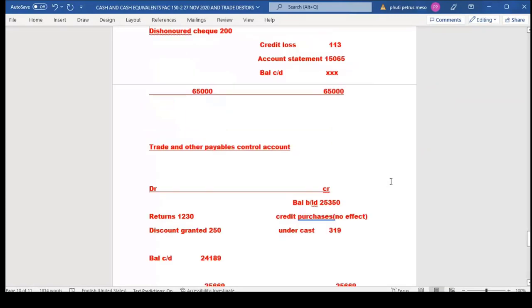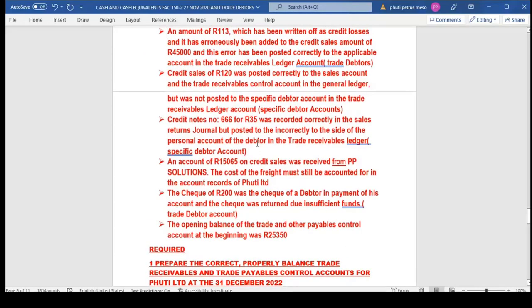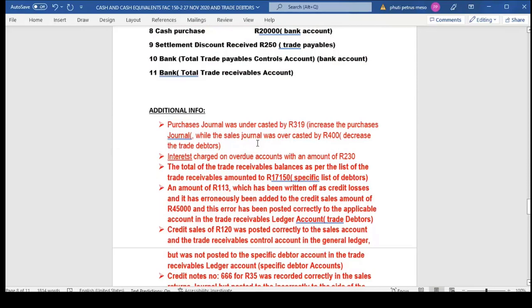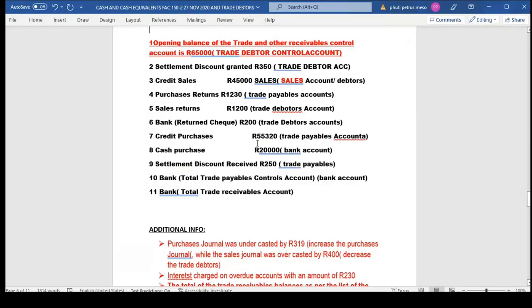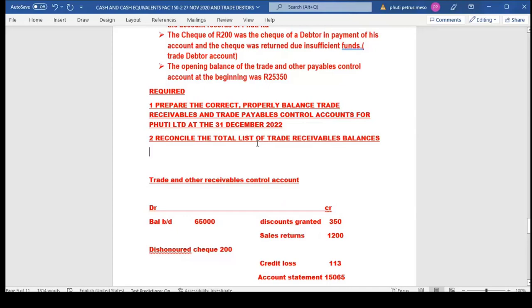Okay, let's look at the trade and other receivables control accounts. The balance brought down is on the debit side. Anybody who can tell me why is it on the debit side? Because it's an asset. Because it's an asset, it increases on the debit side, right? Let's have a look at the information as to where this figure comes from. So is it 65,000 or 45,000? Okay, 65,000.